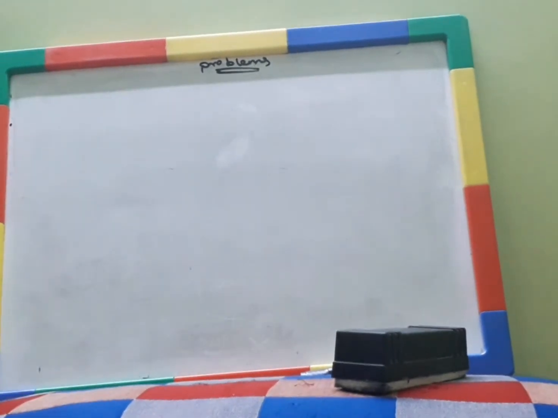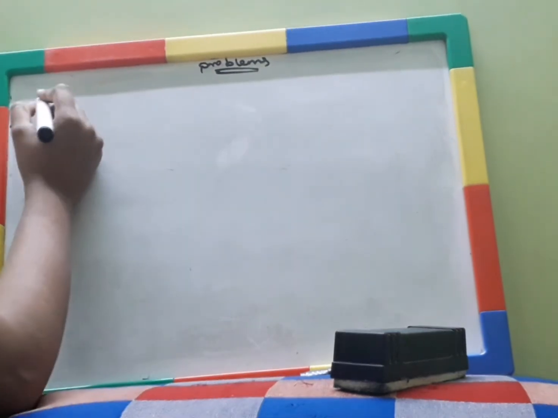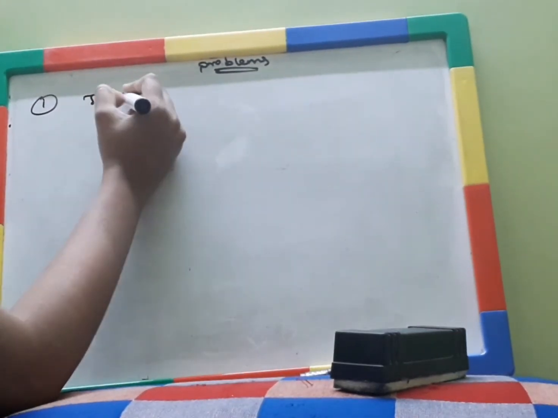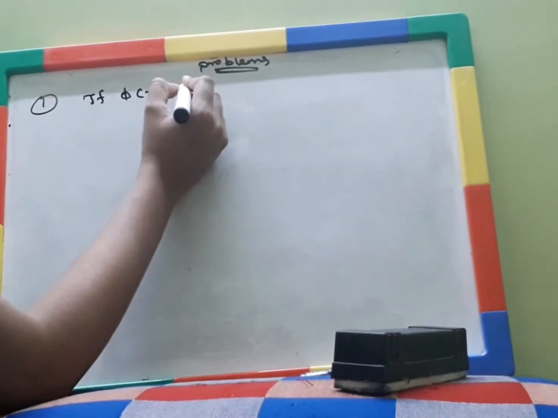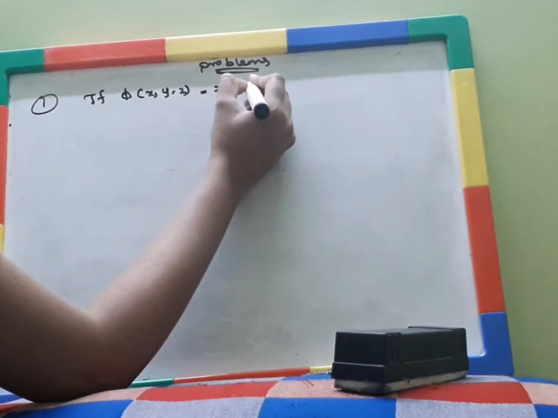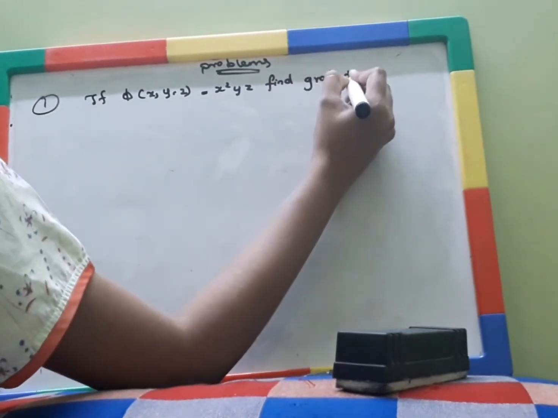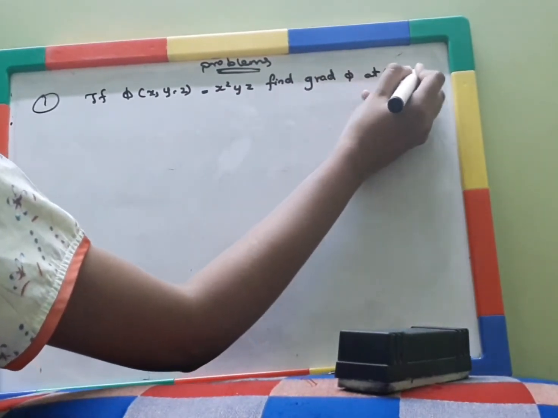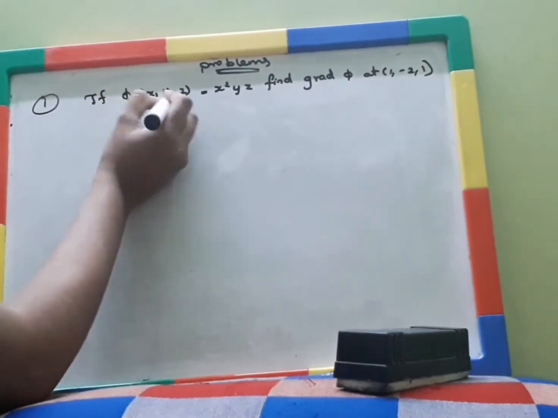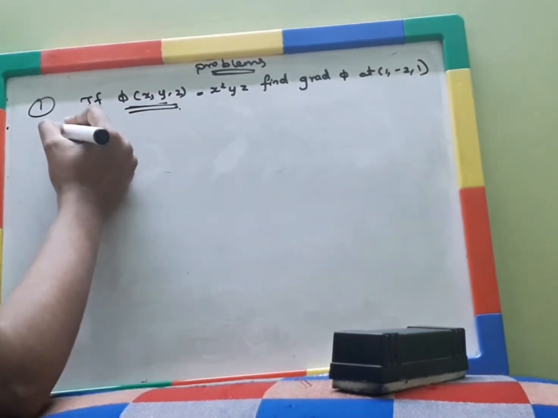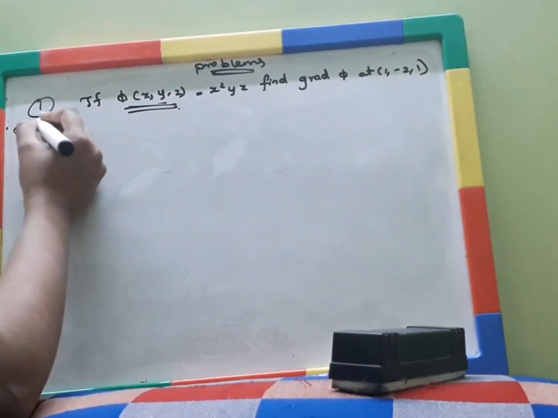Okay, now we are going to see a problem sum. The first problem is a simple, easy, basic sum. If psi of x, y, z equals x square y z, find the gradient of psi at the given point 1, -2, 1. We are going to find this sum.